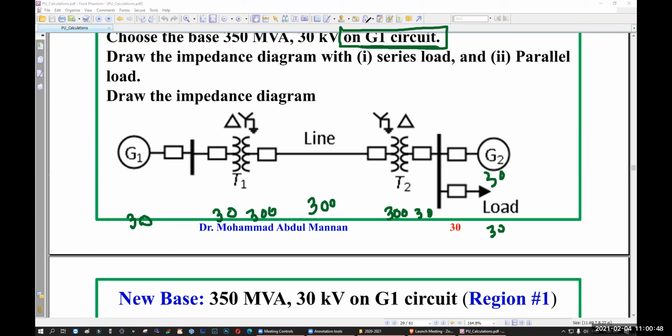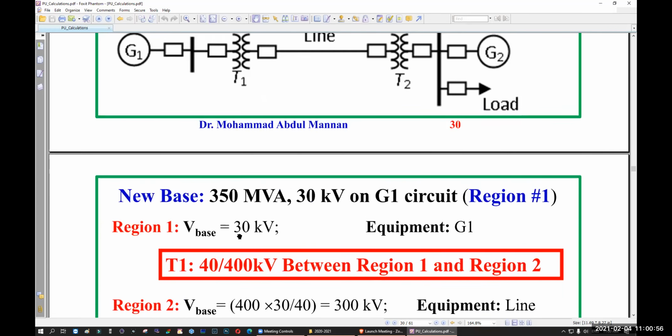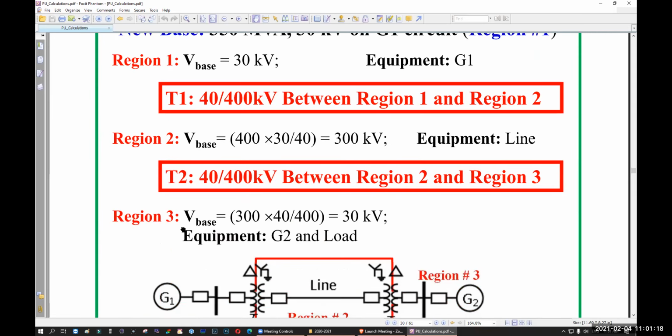So in this case, they have said G1 circuit, that means this one, G1. Now your base for G1 is what? 30 kV, and your equipment is generator. Your V base is 400 into 30 divided by 40, which is equal to 300 kV. This is already calculated because I told you, if this is 30, this one will be 300, right?